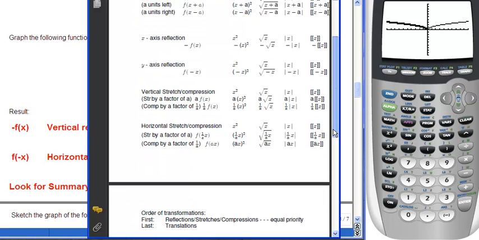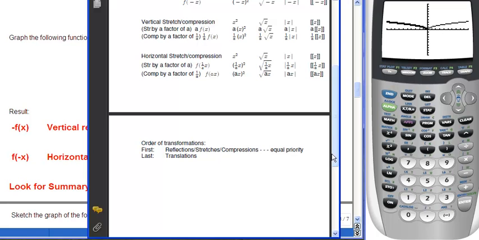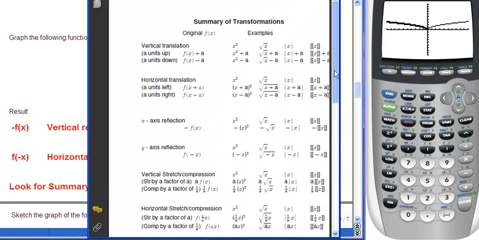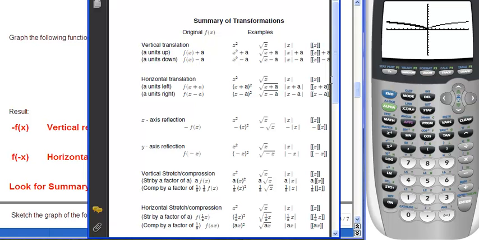And in terms of which is more important, we usually say that reflections, stretches, and compressions, anything that requires you to multiply, those all would rank higher in priority versus any time that you add or subtract off to the side or inside those parentheses, like those shifts left, right, up, and down. Those would have a lesser priority. So this is just a summary of all the different transformations that you're responsible for knowing. So you might want to print this off and keep it handy when you're doing your homework.